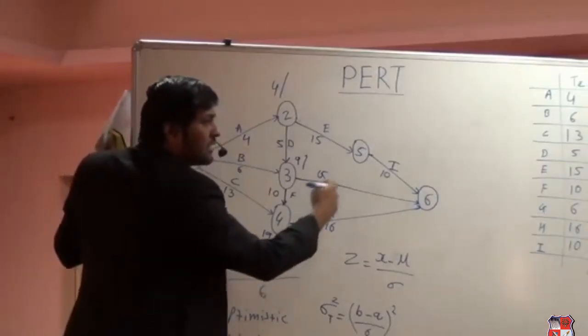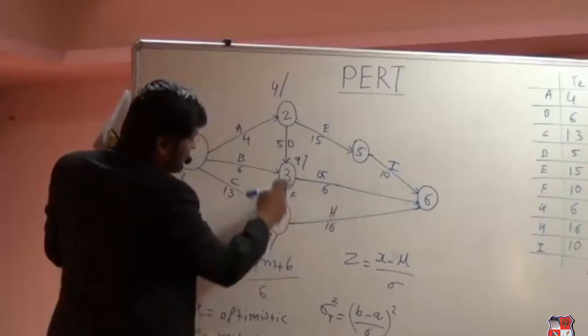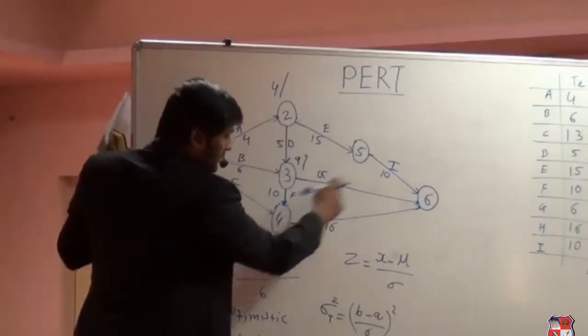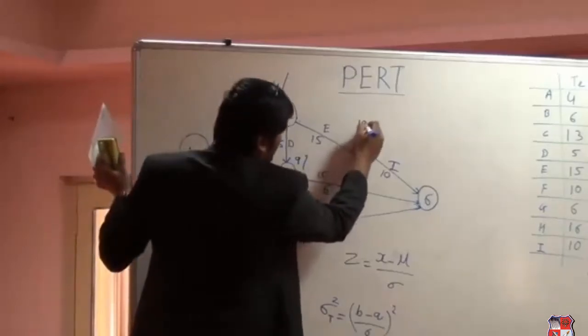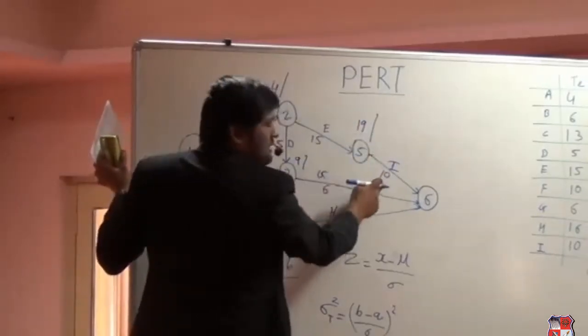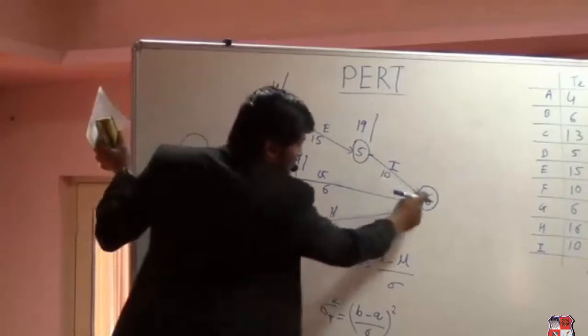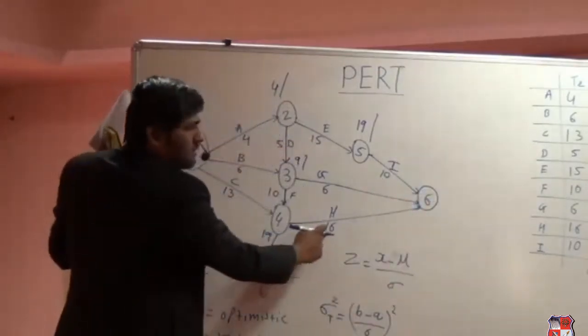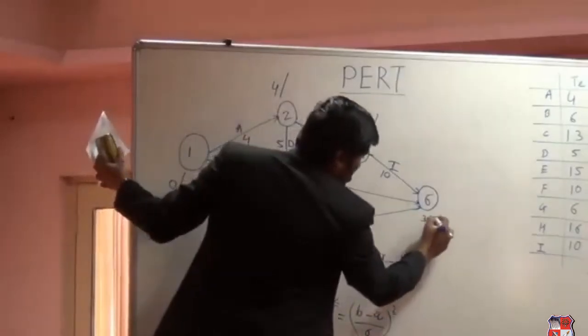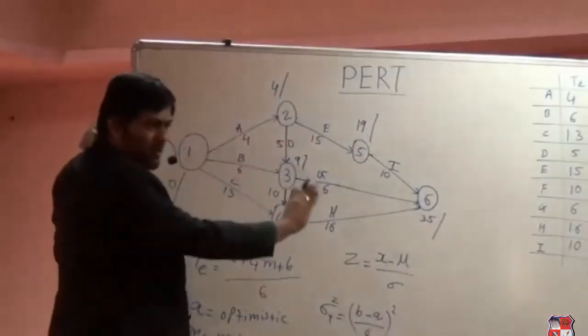So that is 35. If you see the other answers, 9 plus 6 is 15, and 4 plus 15, so there is only one arrow, so that will be 19 over here. And 19 plus 10 is 29. So out of the 3 options at node number 6, the maximum one is 19 plus 16, that is 35. This is the end of the forward path.